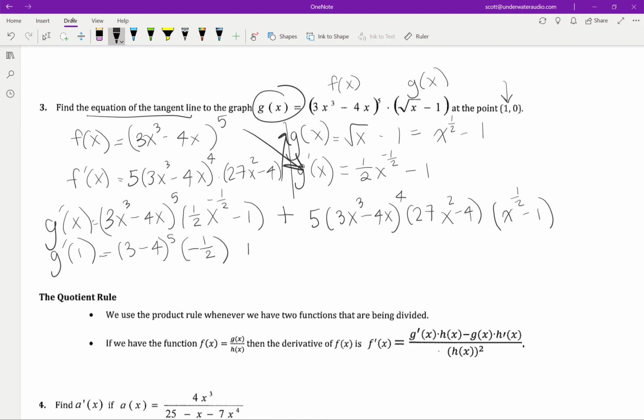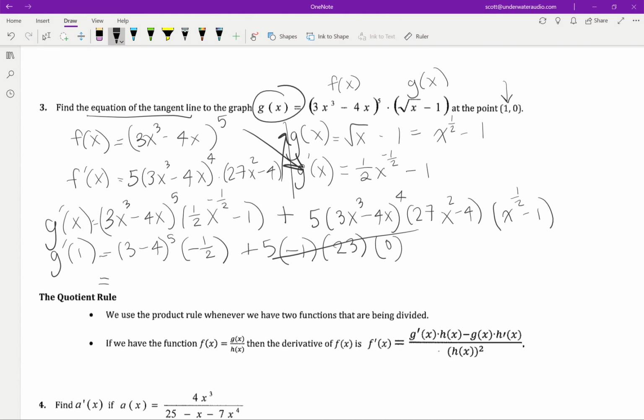And then plus 5 times, let's see, x to the third power, 1 to the third power is 1. 3 minus 4 is negative 1. And then 27 times 1 squared is 27, minus 4 is 23. And then, oh, well that is not bad at all. 1 to the 1/2 power is 1, 1 minus 1 is 0. So actually all of this is going to go away. So I just have to simplify this part right here.